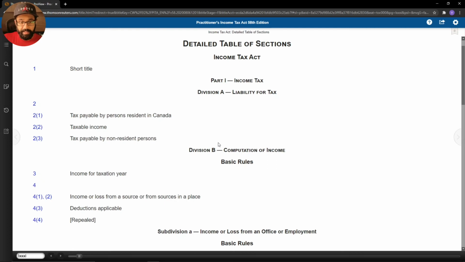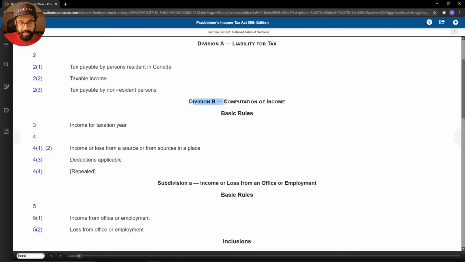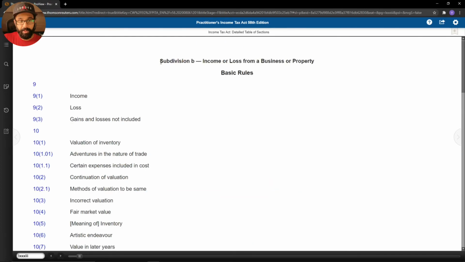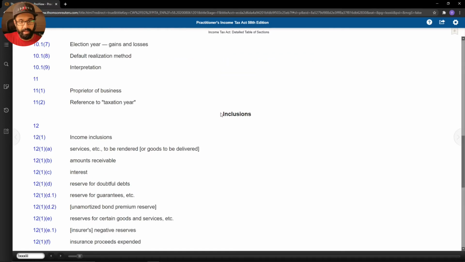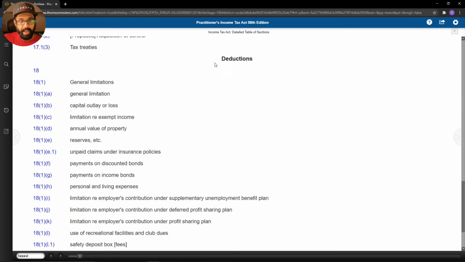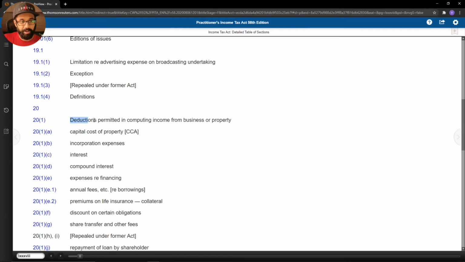Another way you could have tried to answer that same question. If you were familiar with the detail table of sections and division B, you know that division B is broken down into subdivisions. For example, subdivision A deals with income or loss from an office or employment. You would know that subdivision B deals with income or loss from a business or property. And it begins with basic rules in section 9, inclusions in section 12, and deductions in section 18. Now, we really begin with what we cannot deduct in section 18, and then we arrive into what we are allowed to deduct, deductions permitted in computing income from a business or property in section 20.